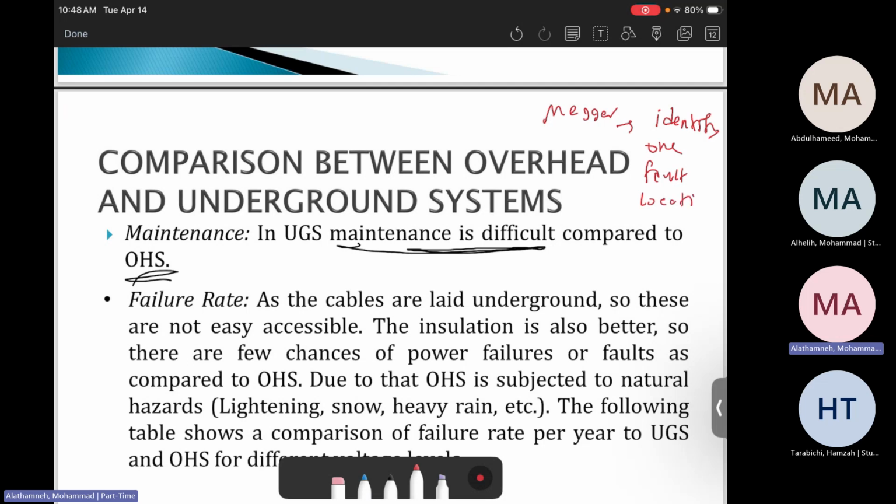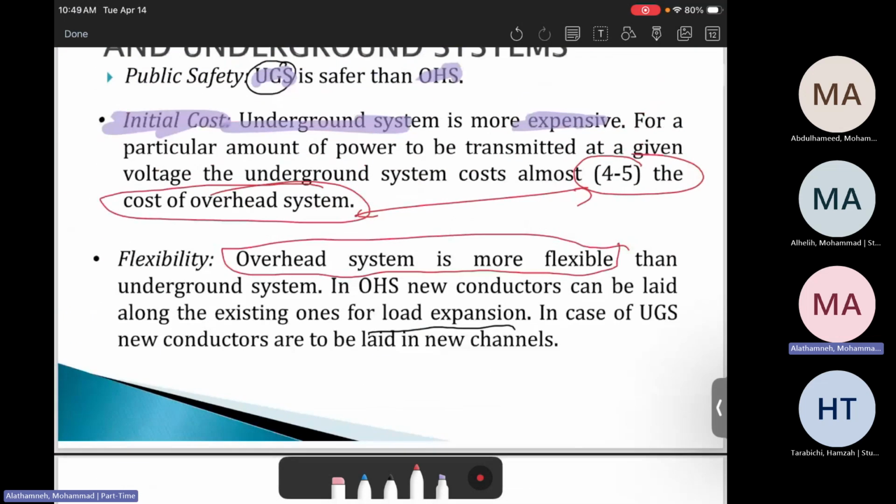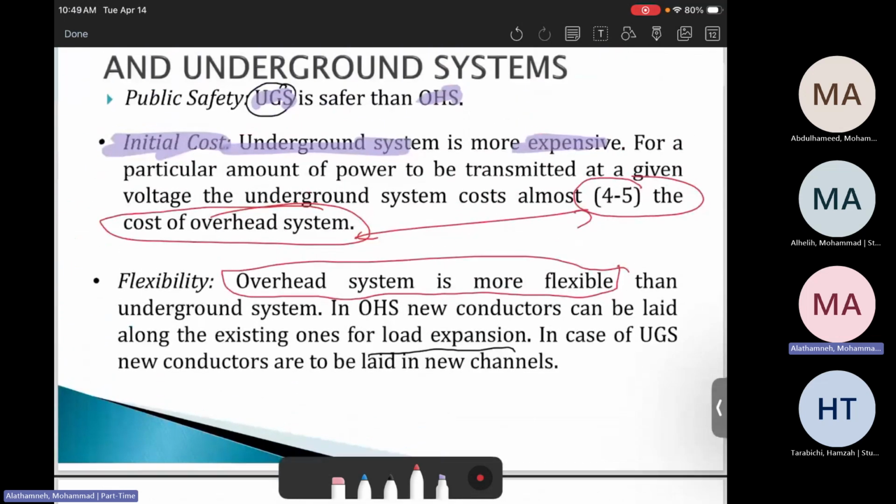Once they identify the fault location using the Megger, they will send the maintenance team there. Once they identify it, they will start digging and look for the wire. Then they will start to fix it. So the maintenance there is costly and difficult, while the possibility of getting a failure or a fault is low compared with the high voltage. So this is a drawback of the underground systems, which is difficult and very expensive maintenance. And the initial cost is also a lot.